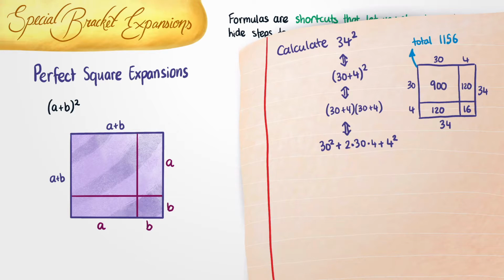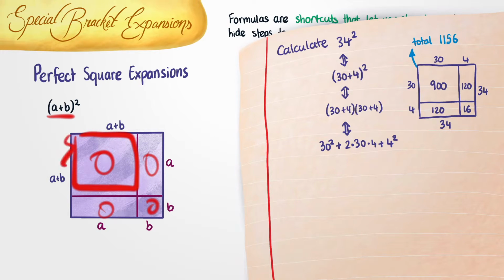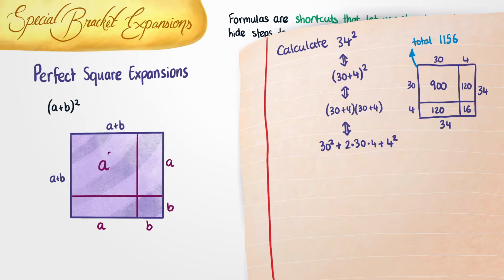So if that's the case, then we can break up a plus b all squared into these four areas over here. Now, this first area over here has a height of a and then a width of a, so that means it's equal to a squared. Next, we can look at these two areas over here, remembering that we have two of them, as we said before. The height of this area is a, and then the width of this area is b. So in this case, you have two groups of a times b. After this, we have this final area over here. Its height is b, and then its width is b, so that means it's equal to b squared.